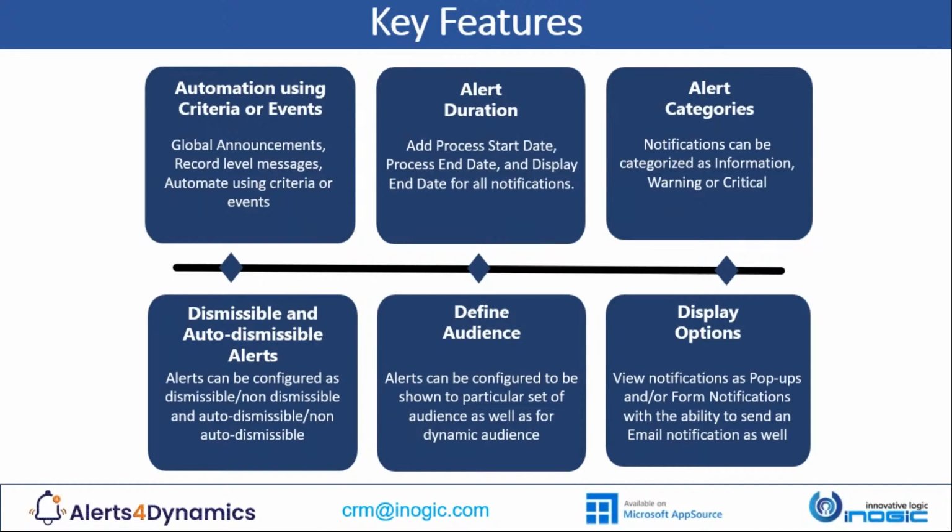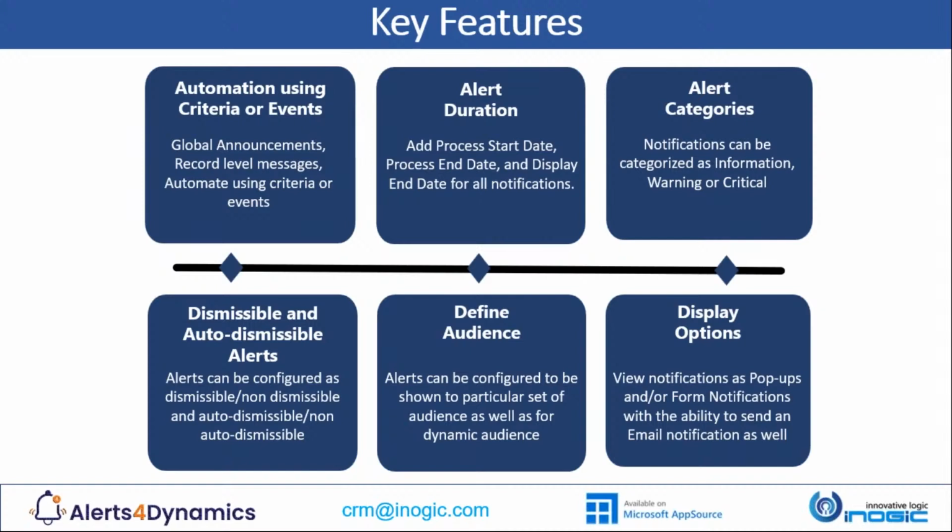So these are some of the key features of Alerts4Dynamics that you see on the screen, like automation using criteria or events. So currently there are 4 different types of alerts in Alerts4Dynamics, which are global based alert, also called an announcement based alert, record based alert, condition based alert, and an event based alert. So in depth, I will explain by demonstrating what all of these alerts do and what exactly is required in order to get notified to the users.